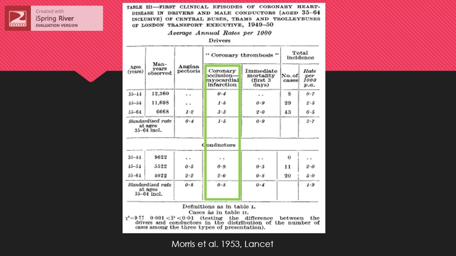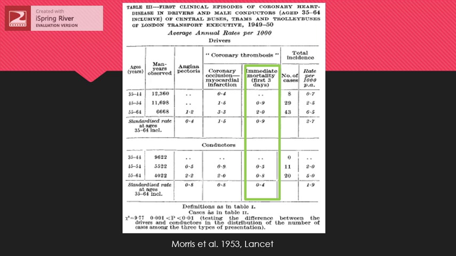Okay, the reason we have to do a standardization is because there are people of different ages in the study. 35-year-olds have a different risk of heart attack than do 64-year-olds. And so this is a standardization based on age. Same thing here. So comparing this number to this number, you see that the drivers have almost twice as high a risk, remember incidence is risk, of myocardial infarction than do the conductors. So the people who sit all day are at higher risk than are the people who are more active.